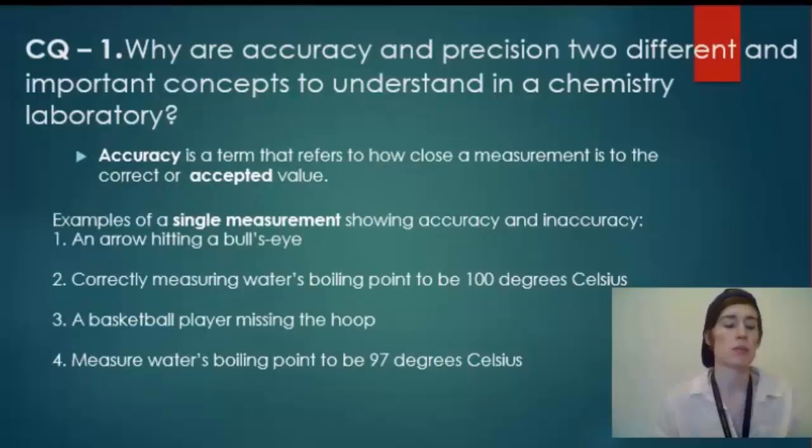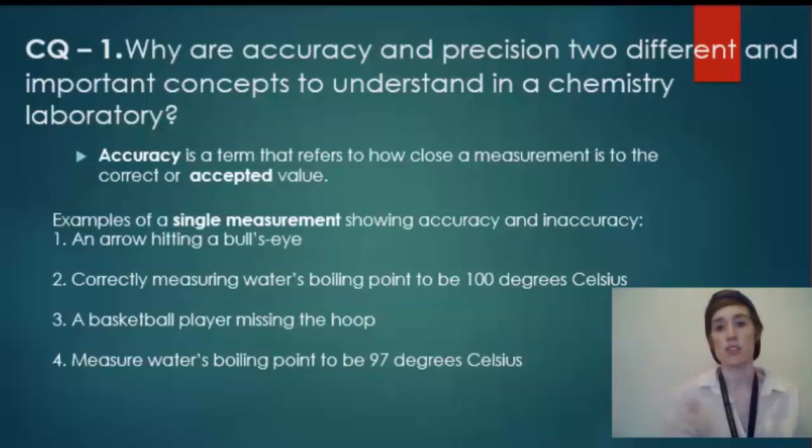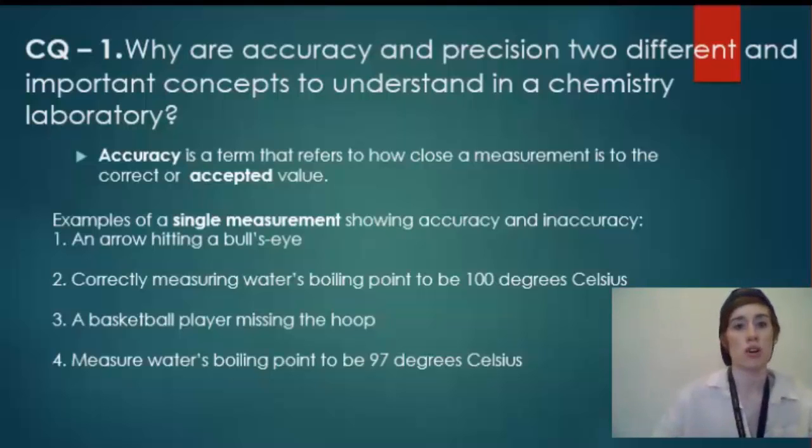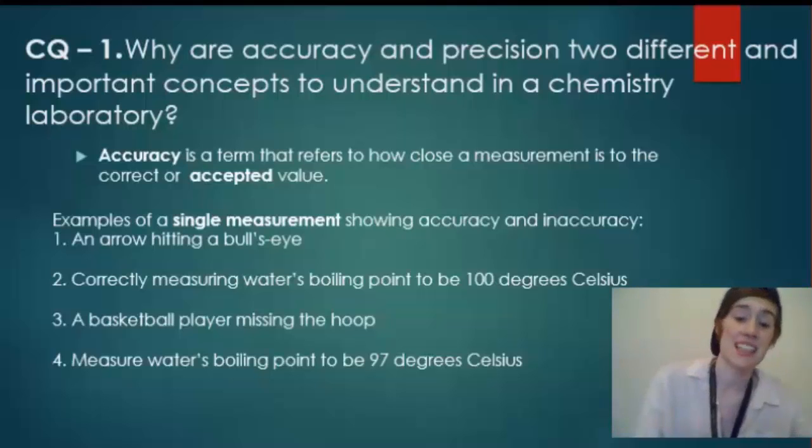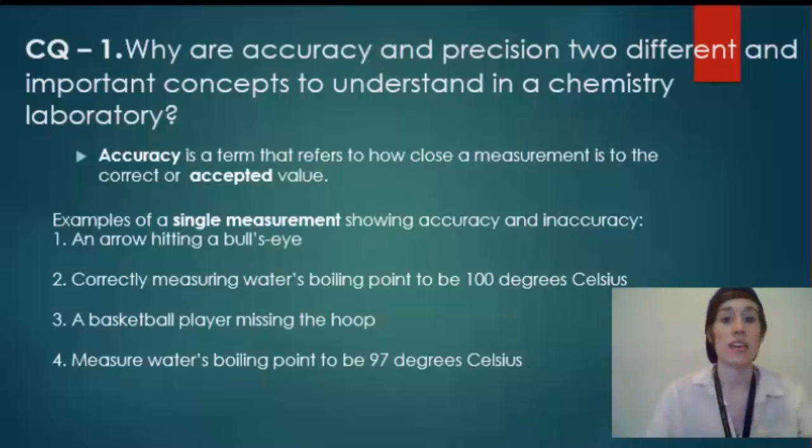Let's look at these 4 examples. An arrow hitting a bullseye. Well, that's obviously accurate. Correctly measuring water's boiling point to be 100 degrees Celsius. Well, we all know that water boils at 100 degrees Celsius, so if that's what you measure it at, then you do have an accurate value. A basketball player missing a hoop is obviously inaccurate, and if you measure water's boiling point to be 97 degrees Celsius, that's another example of inaccuracy.